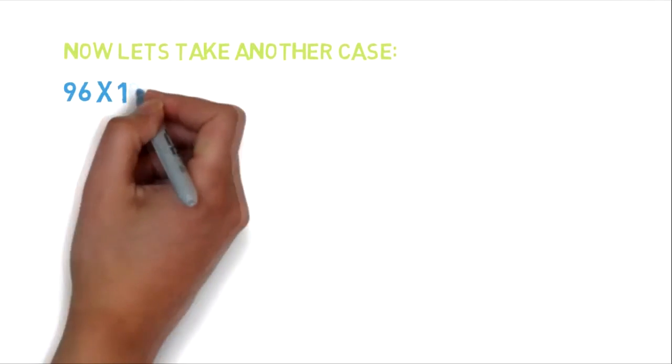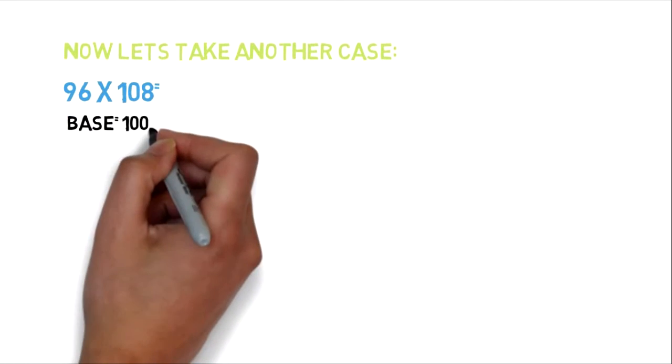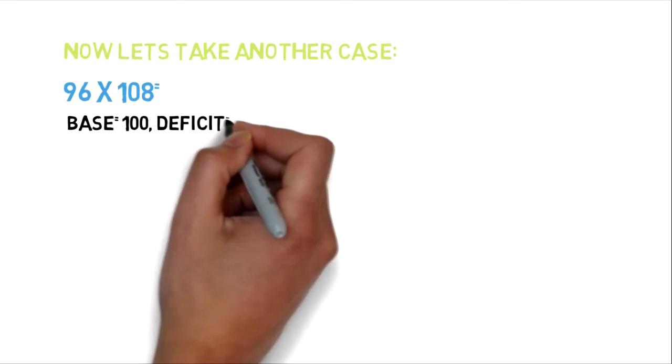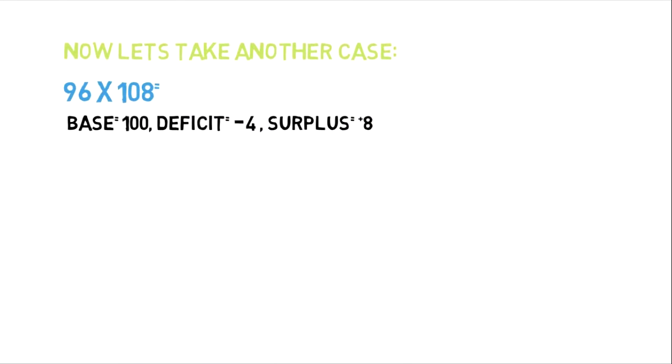Now let's take another case. What would be 96 into 108? See, this is another variation. Both the numbers here are close to 100. Thus, as you all know, we would take the base to be 100. Now you can yourself find out what is the deficiency in one number and what is the surplus in the other. See, for 108 it has a surplus of 8, and for 96 it is a deficit of minus 4, because the base is 100 and 96 is 4 short of 100.